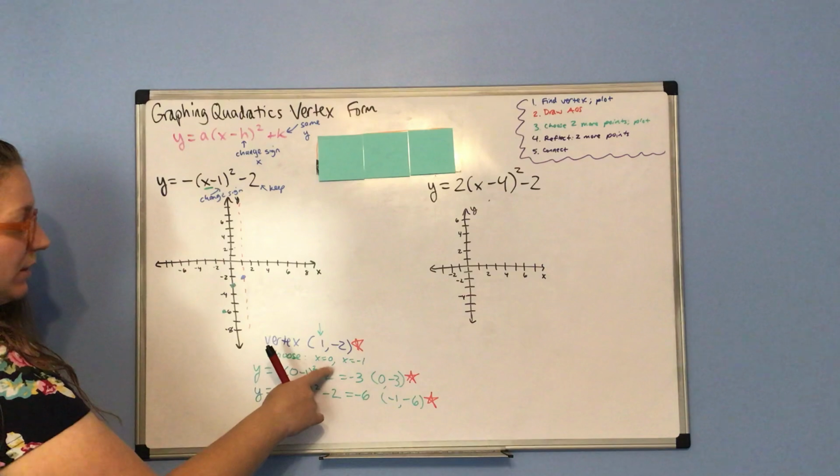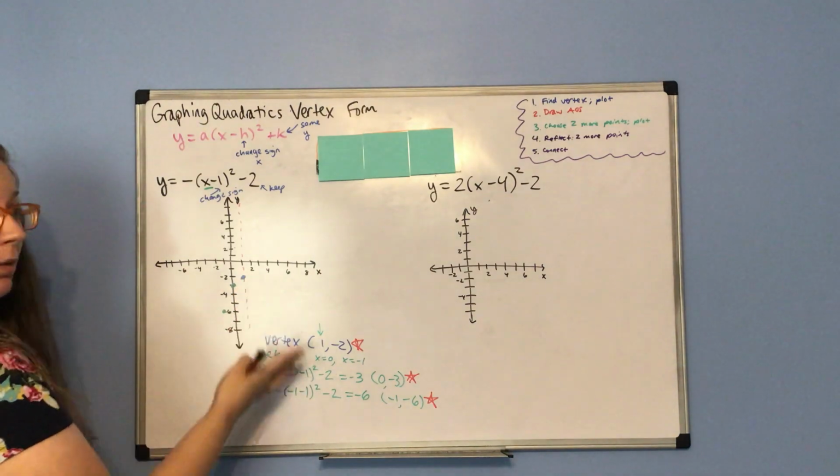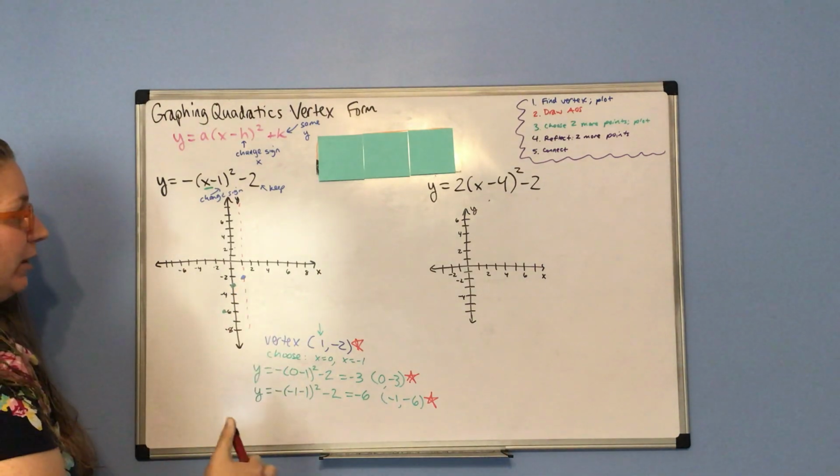You could have also chosen different x values. You could have chosen 2 and 3. That would work lovely. Whatever makes sense for your brain.